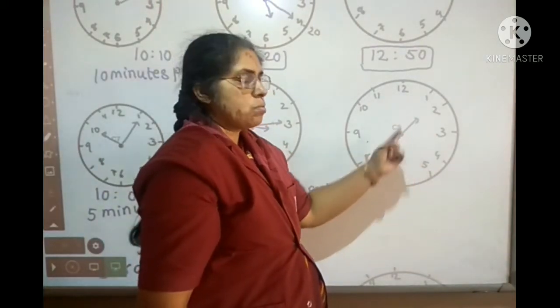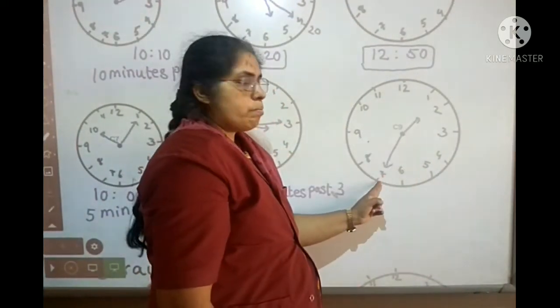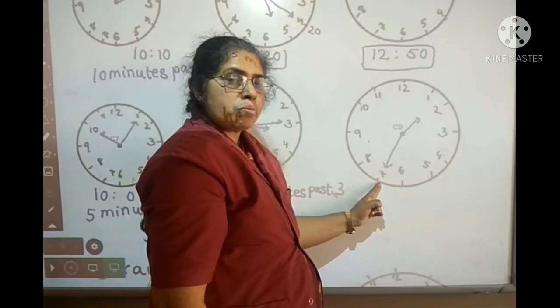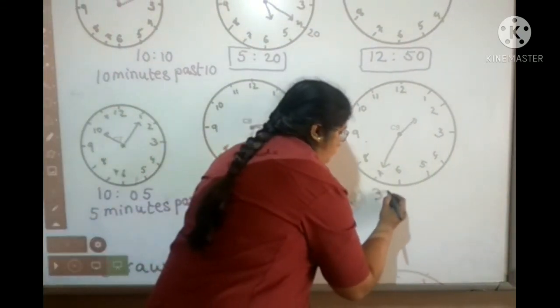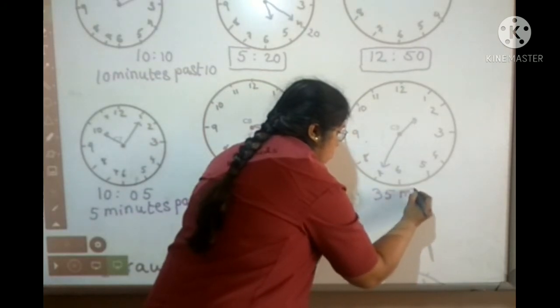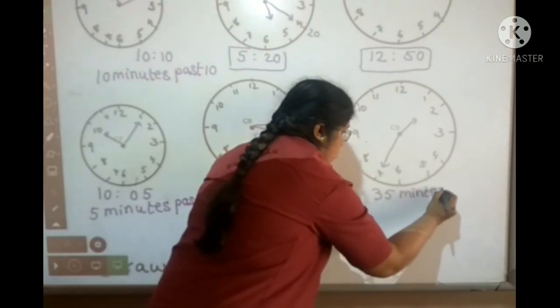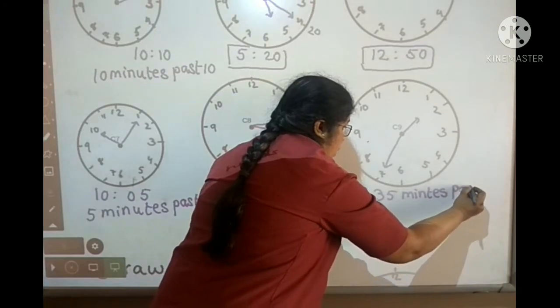Between 1 and 2. And the minute hand is on 7. 7 means 7 5s are 35. 35 minutes past 1.